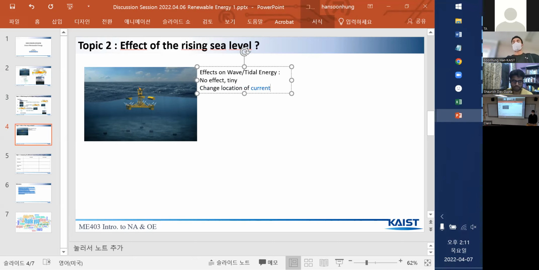I agree with that because during my research I saw that really tiny differences in temperature and level can change the currents a lot. So I agree with what he said. Maybe it could change the location, as well as the strength, how strong the current is.